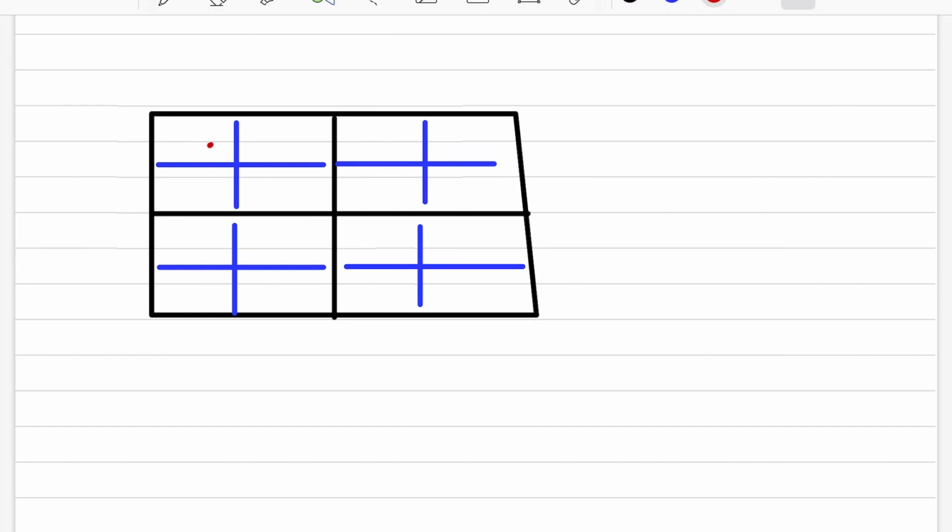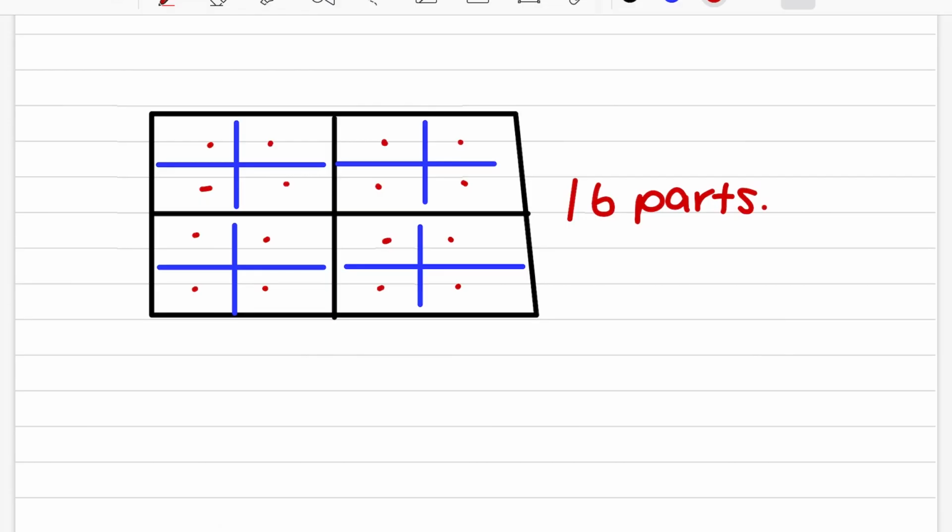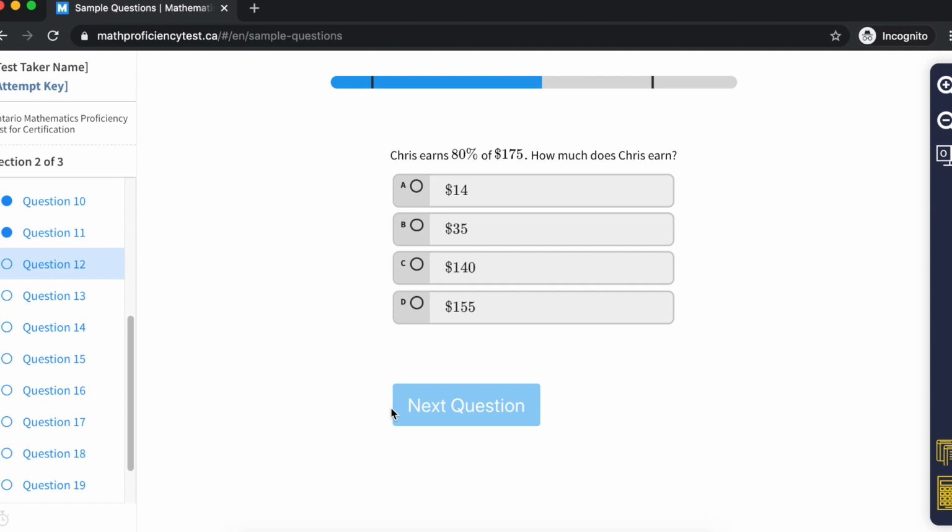We can just count. We have 1, 2, 3, 4, 5, 6, 7, 8, 9, 10, 11, 12, 13, 14, 15, 16 parts. So we know that it is 16ths. That is the resulting parts. That's option D. You could also do this using multiplication. We have cut into 4 pieces, and then each of those 4 is 4 more pieces, so that's multiplication grouping is equal to 16. Whatever way is easier for you to think about it, both work and you get the answer 16ths.